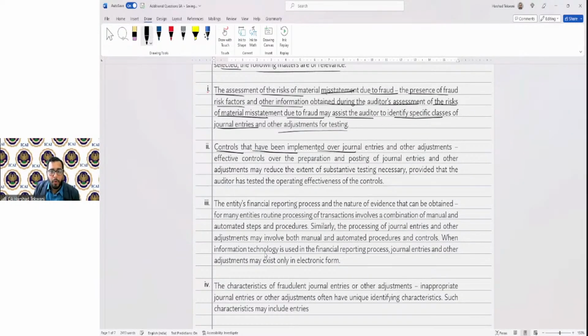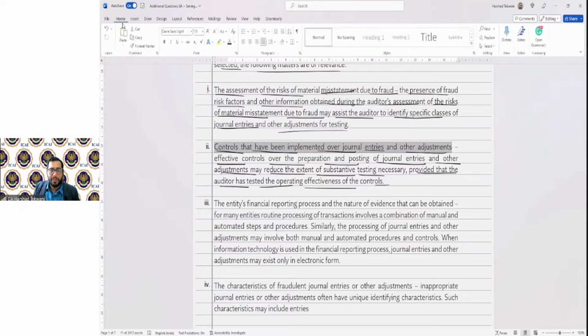Second, the controls that have been implemented over journal entries and other adjustments. Effective controls over the preparation and posting of journal entries and other adjustments may reduce the extent of substantive testing necessary, provided that the auditor has tested the operating effectiveness of the controls. It means the controls that are present may reduce your work, but before that you need to test those controls to understand whether any reliance can be placed upon them. So the controls play a very important role in deciding whether reliance can be placed or not.